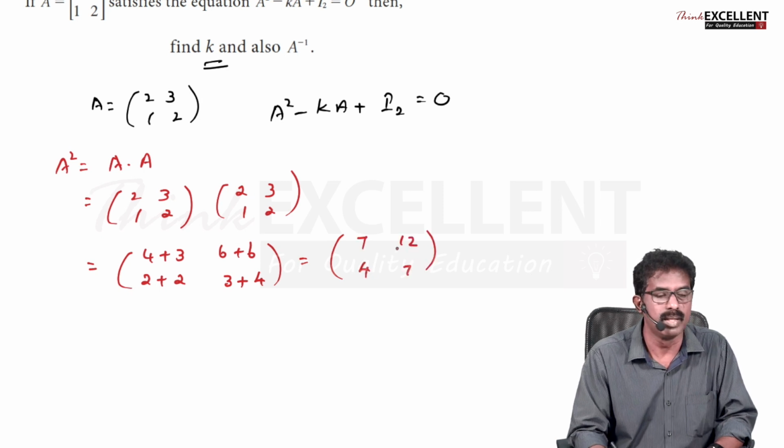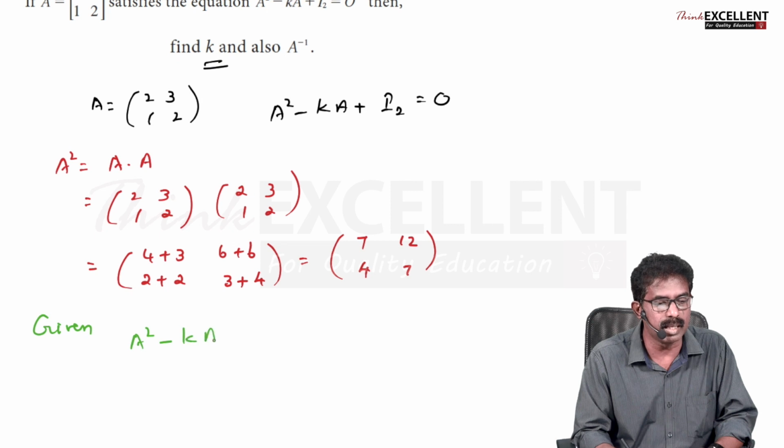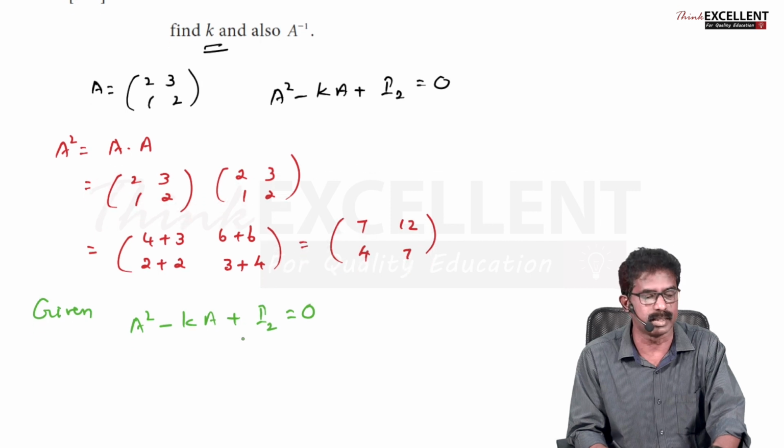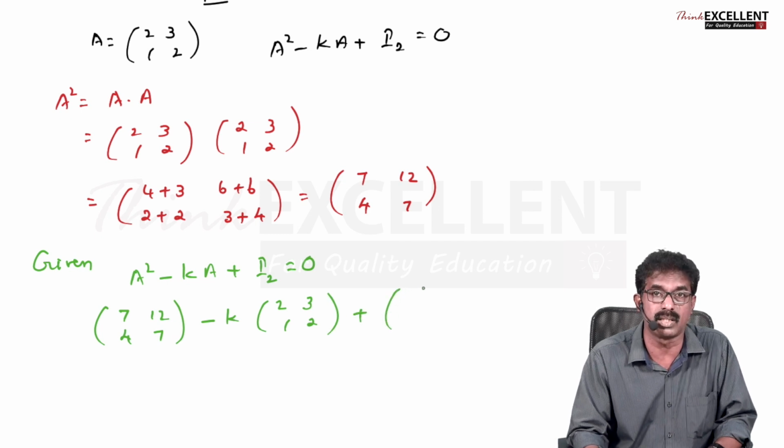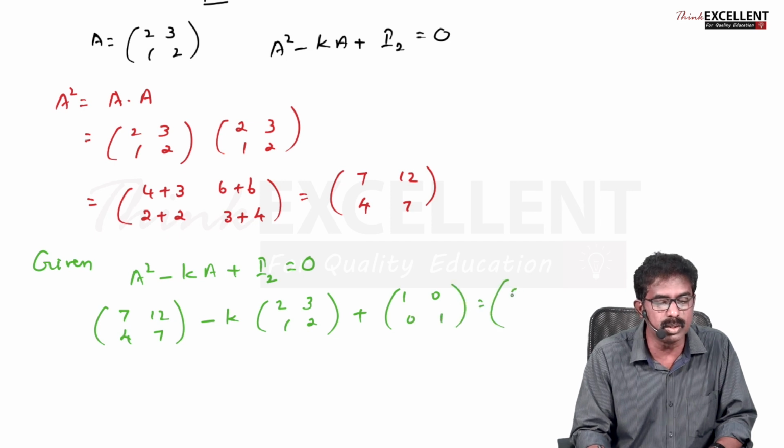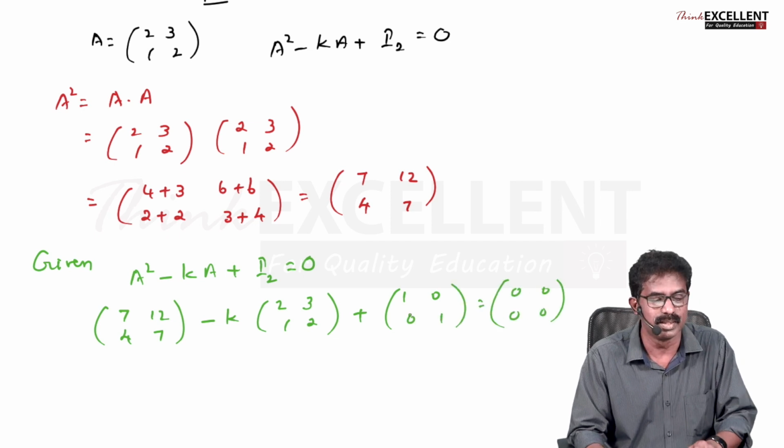This is A square. And what is given in the question? It is given that A square minus kA plus I equals 0. 0 means the 0 matrix. A square, you got it: 7, 12, 4, 7 minus k into A. What is A? 2, 3, 1, 2, plus I2. I2 is the identity matrix of order 2: 1, 0, 0, 1, equal to 0. 0 means 0, 0, 0, 0, right?